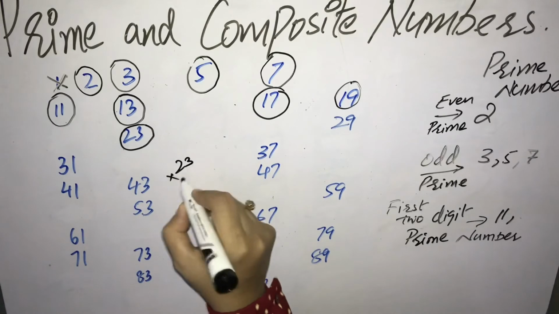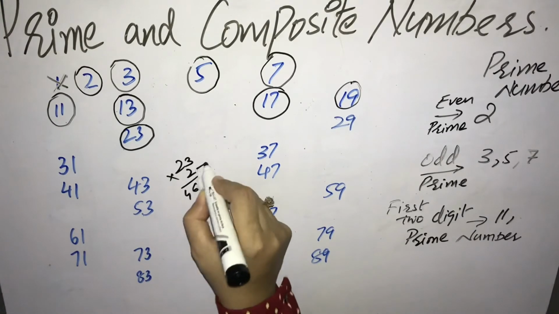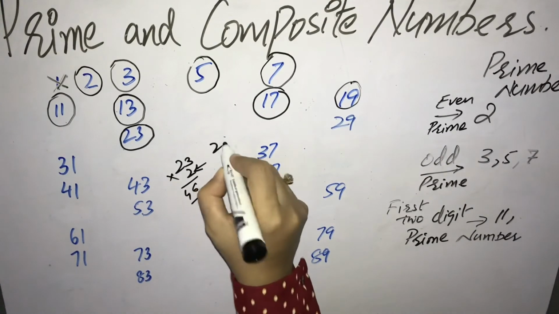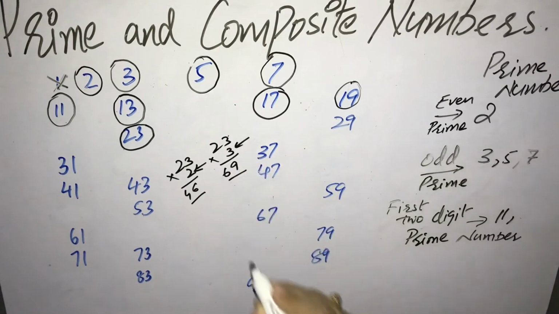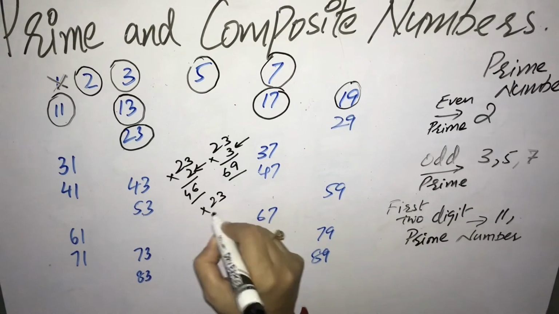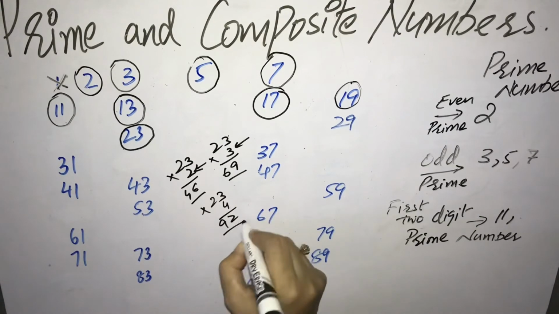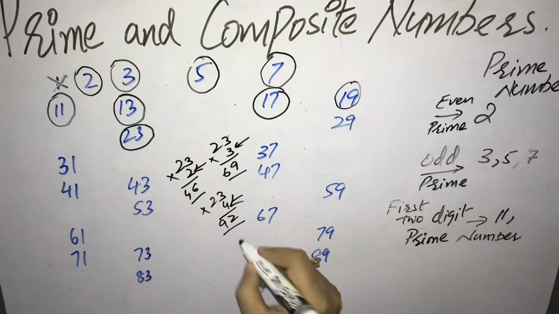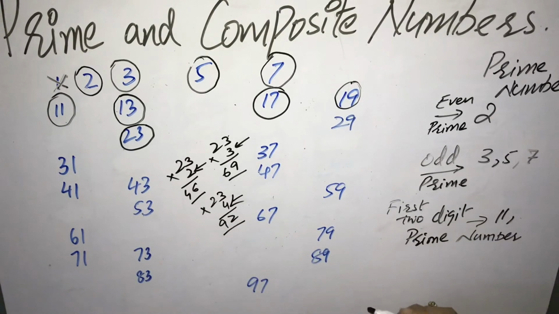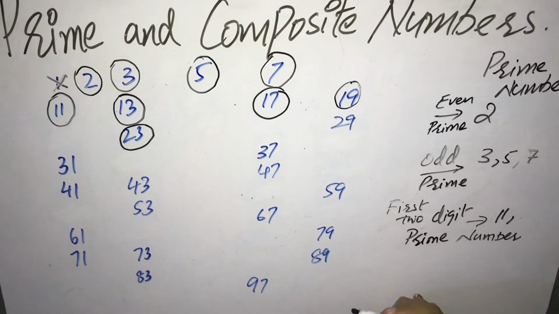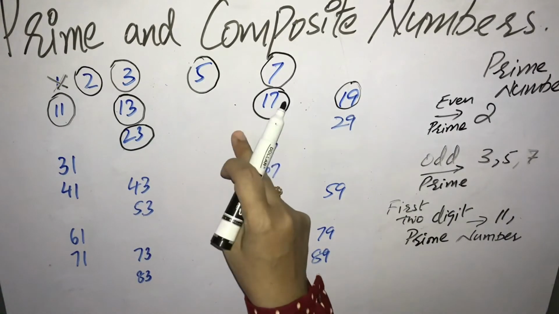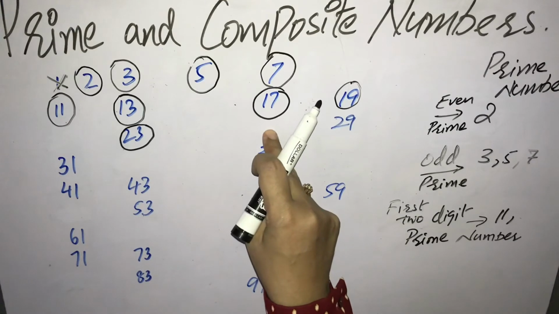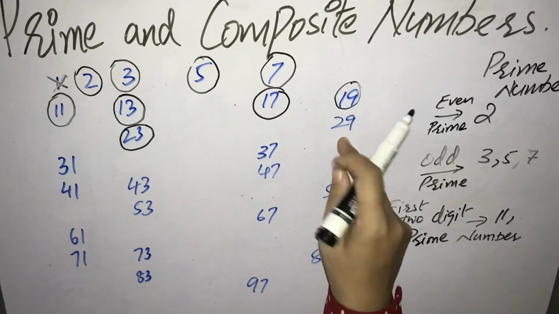23 multiplied 2 was in the table of 2, that was 46. 23 into 3 was in the table of 3, 69. 23 into 4, 92 was in the table of 2, so it is also not here. So the rest of the multiples of 23 are more than 100. After 23 we go to 24, even. 25 multiple of 5. 26 even. 27 the multiple of 3. 28 even. 29 is there.